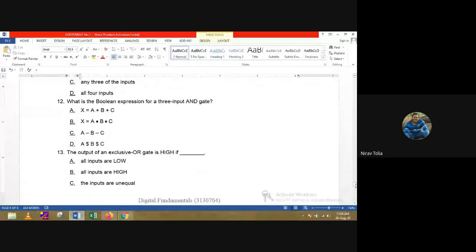Again, it is the same thing. What is the Boolean expression for the three input AND gate? It is already covered above. So the right answer is B: X is equal to A into B into C for the AND gate.